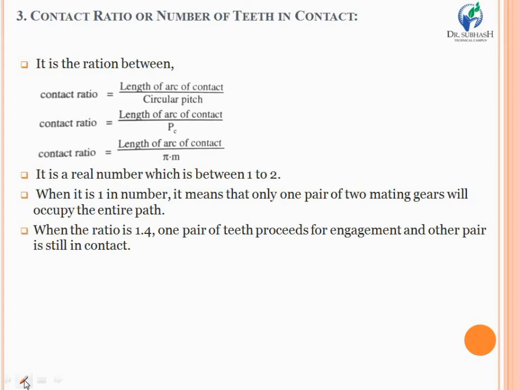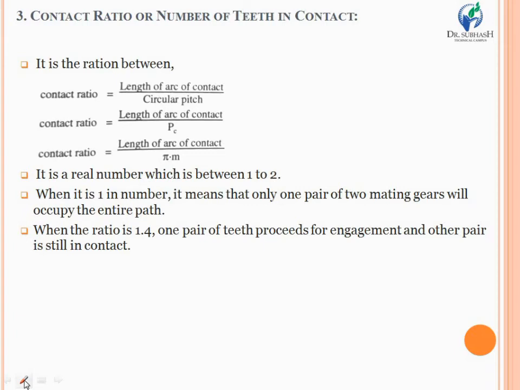And of course, the relation for the circular pitch is equal to pi into m, where m stands for the module. So ultimately, the equation for the contact ratio will become length of arc of contact upon pi into m.